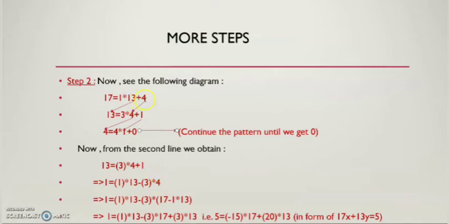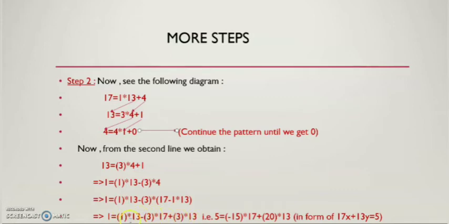If we compare the first line, in the first line I can get that 4 equal to 1 into 17 minus 1 into 13. I just replace 4 by this 17 minus 1 into 13, which I obtained from this line. Now after that I have got that 1 equal to 1 into 13 minus 3 into 17 plus 3 into 13. If we add that, observe here, 1 into 13 and 3 into 13.